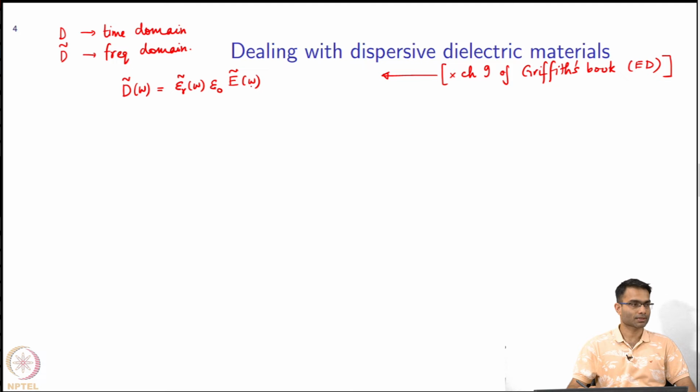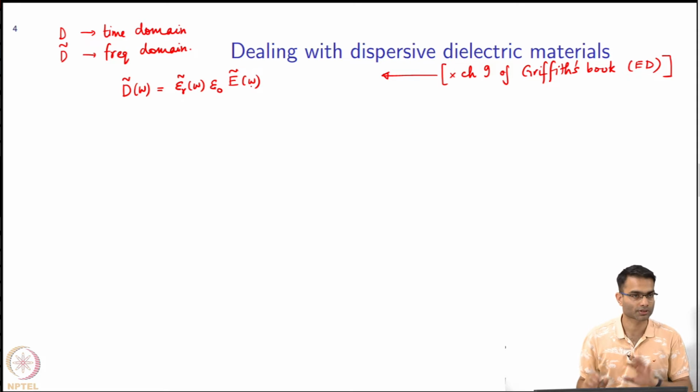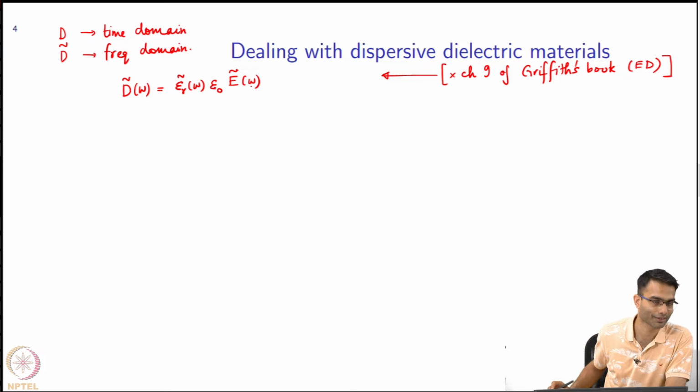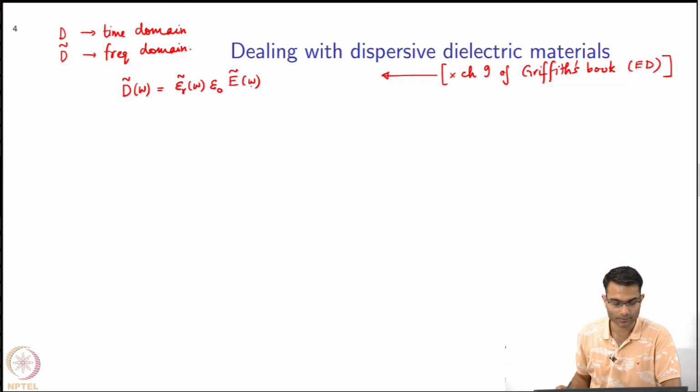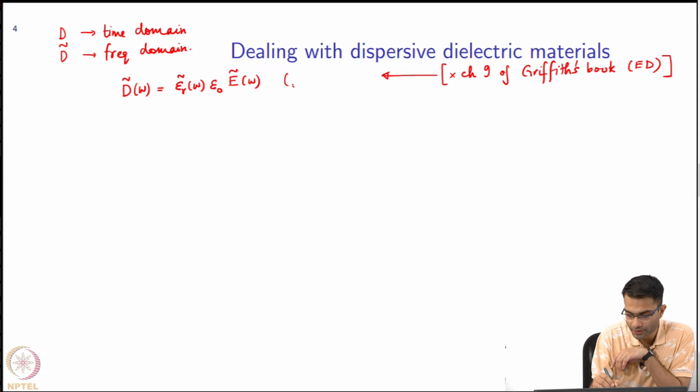Okay. Because I am not showing you the derivation from Griffiths, it seems like where did this come from, but we will assume it for now. The moment you start dealing with realistic materials, this relation D is equal to epsilon E is incorrect to write in the time domain. The correct relation is only in the frequency domain. So this is just a fact, you will have to take it and go back and read this part. Now, this is in the frequency domain.